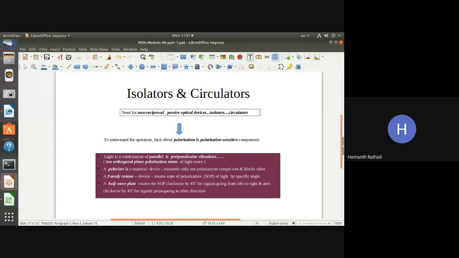Remit, you can mute yourself. All of you mute yourself, it is creating noise.